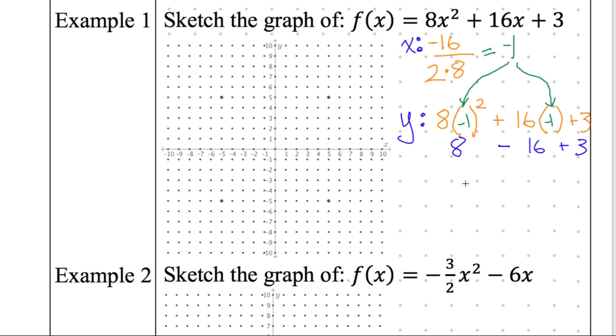And then Fernando, can you do the next step as well? What is 8 minus 16 plus 3? 8 minus 16 should be a negative 8, plus 3 is a... 5. Careful. Negative 5. Negative 5. All right. What this means is our y-coordinate is negative 5. So I'm going to graph this point. X is negative 1. Y is negative 5. Let's go find that point. X is negative 1, so somewhere on this line, now that I have the correct formula, and the height is negative 5. So I'm going to come down here to negative 5, and I'm going to make that my vertex.